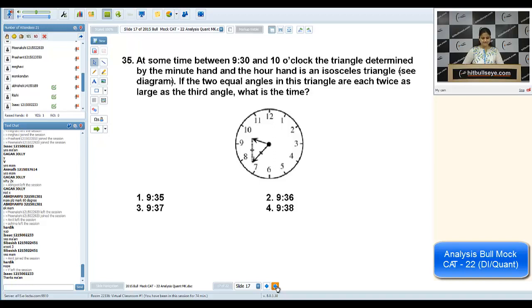Okay. Question number 35. Any problem in this? Easy it was. A good question made on clocks. A good usage of geometry here. Question number 35. Any problem?